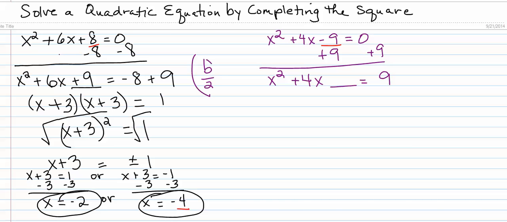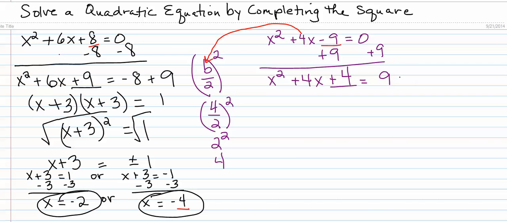I cover this really heavily in the quadratic formula video. But b is always the number that's in front of the x. So in this case, it happens to be a 4. Half of 4 is 2, and 2 squared is 4. So the number that's going to create a perfect square over here is a positive 4. And on this side, I got to add 4 also because I want to keep my equation balanced out.